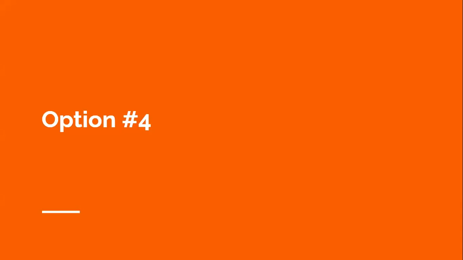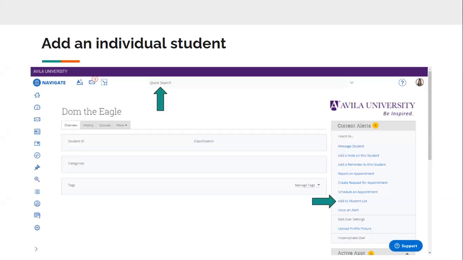And then our fourth option, adding an individual student. So you can use the quick search bar at the top of the screen to type in the student's first and last name or type in their ID number. And then over on the right-hand side, second to last option there, it says add to student list, and you can add that student individually, and then it'll ask you what list you want to add them to, and then you choose that list. So that's another way to do it.